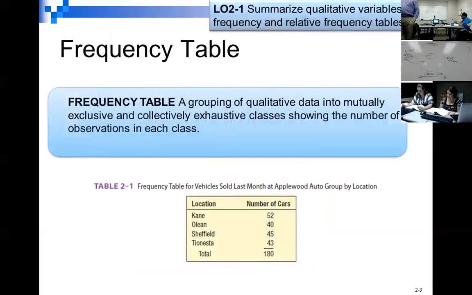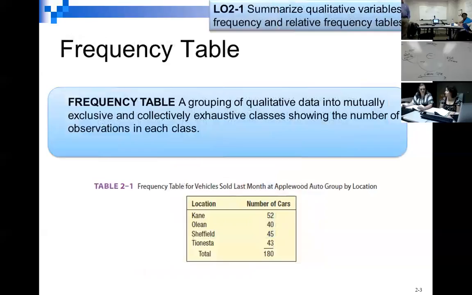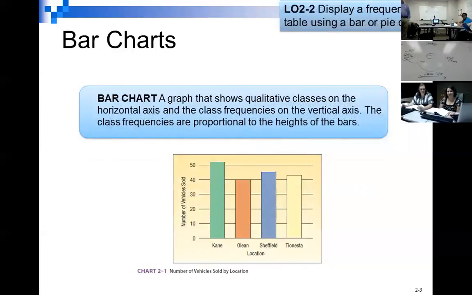So let's see here. Kane had 52 cars sold. Here's Kane. Notice we just breached the 50 vehicles sold line on the vertical axis. Sheffield, let's find Olean, 40 cars. Notice Olean's height corresponds to 40.